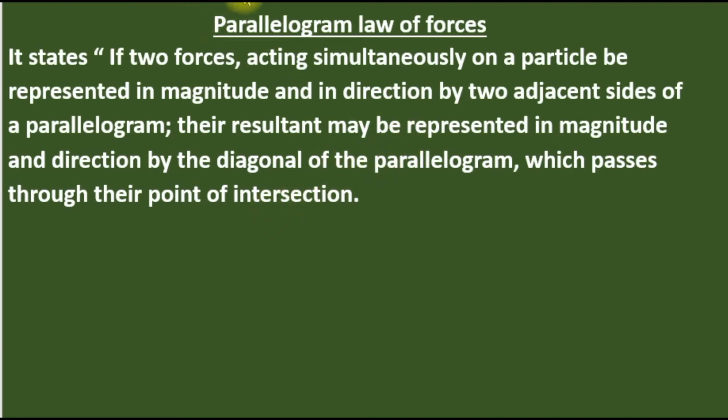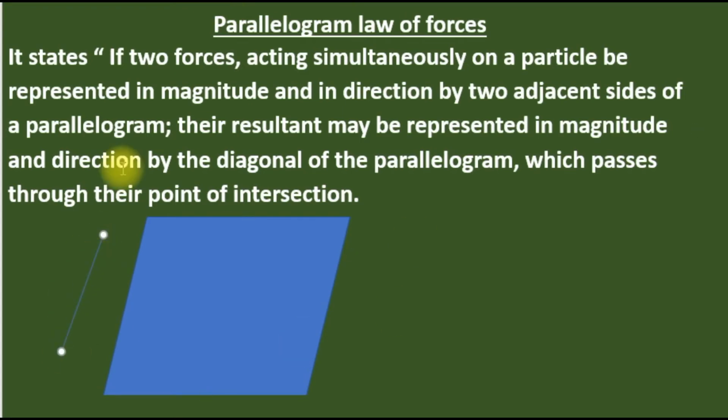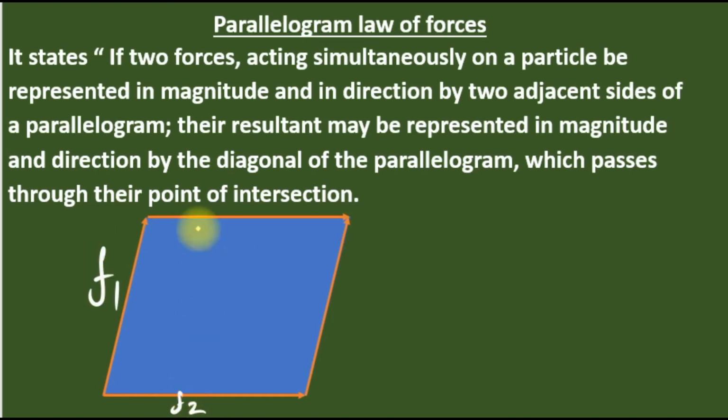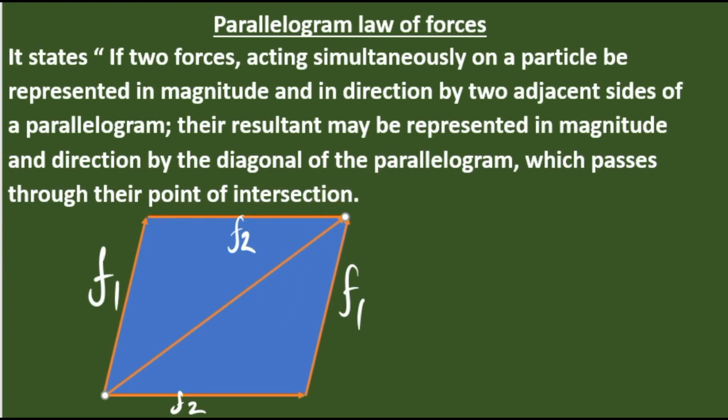So we say that if they represent the sides, this is also because in a parallelogram the opposite sides are congruent. So F1 is adjacent to F2. So this is also F2. So they said the diagonal is the resultant. So we draw the diagonal. So this diagonal is our resultant. So this is R, resultant.